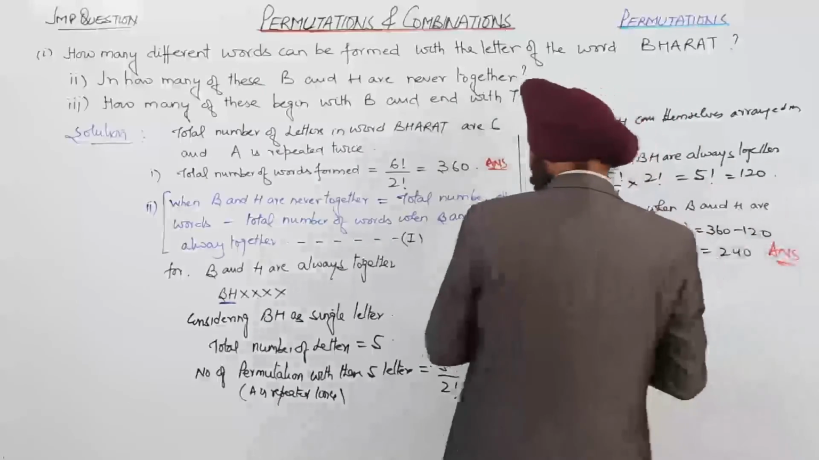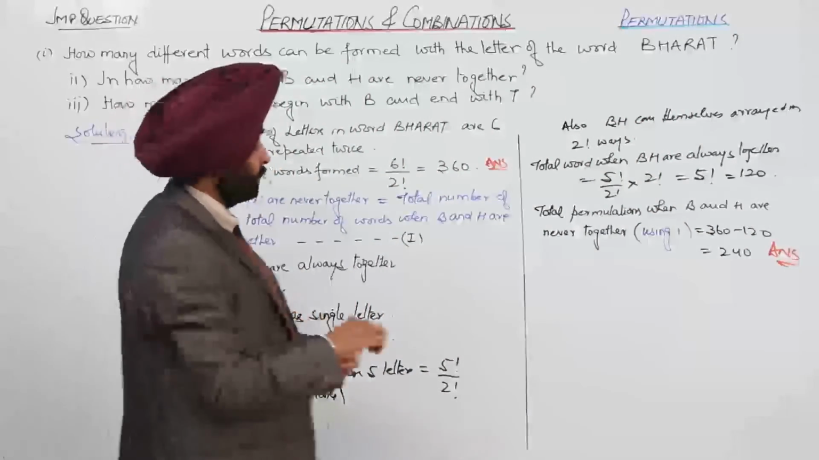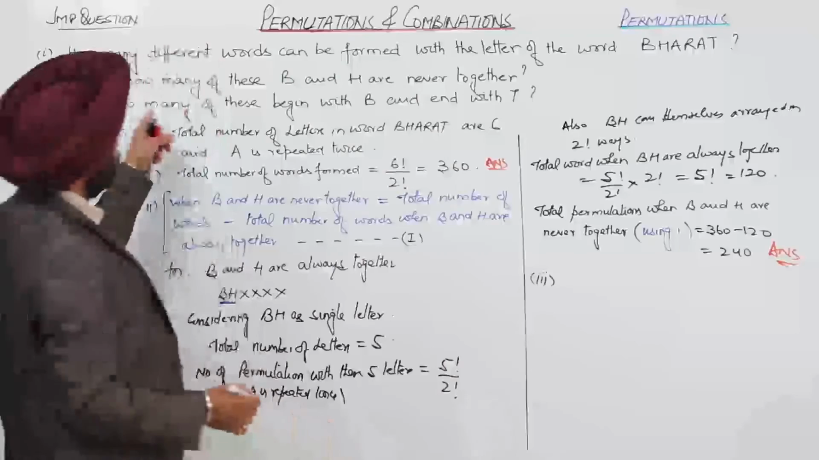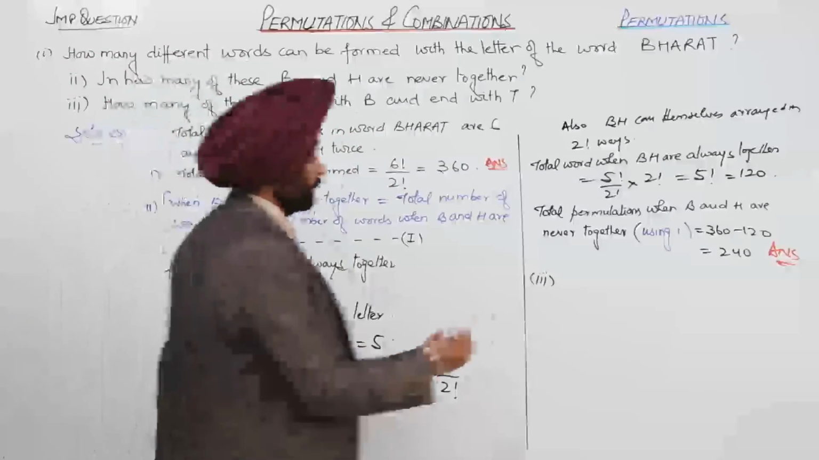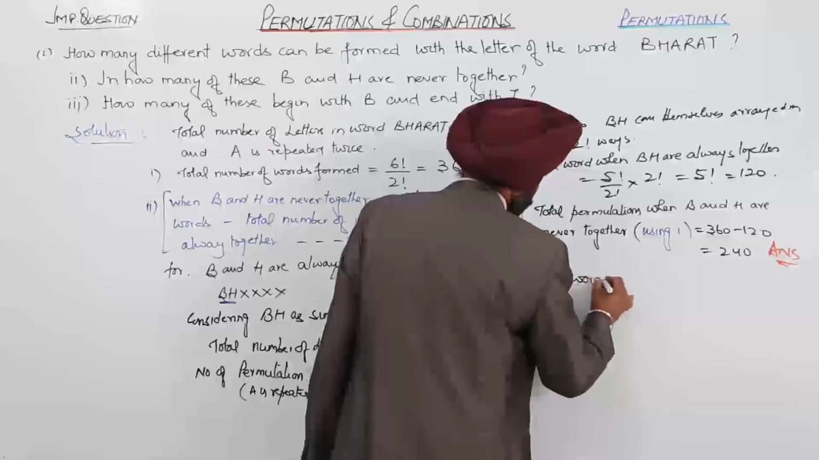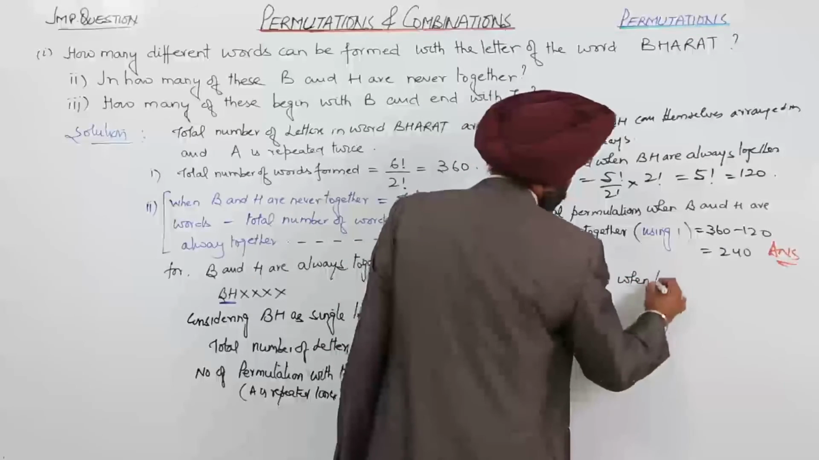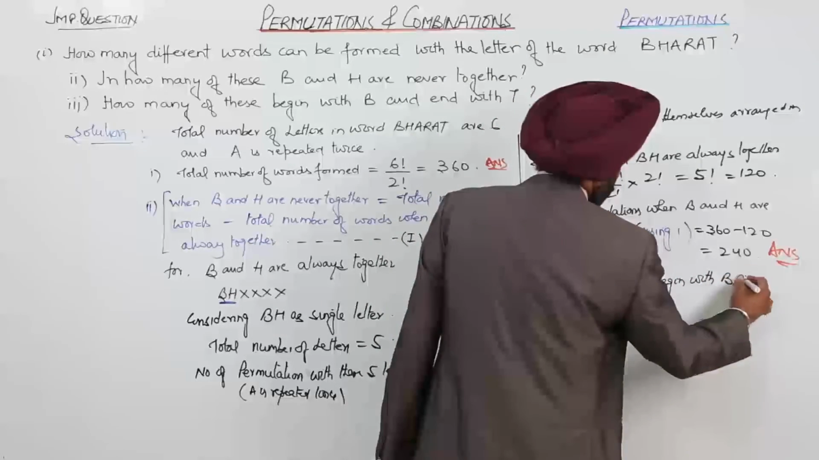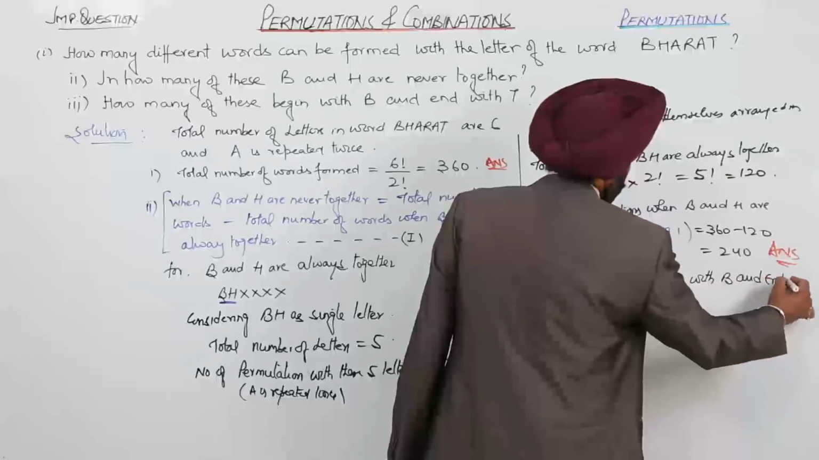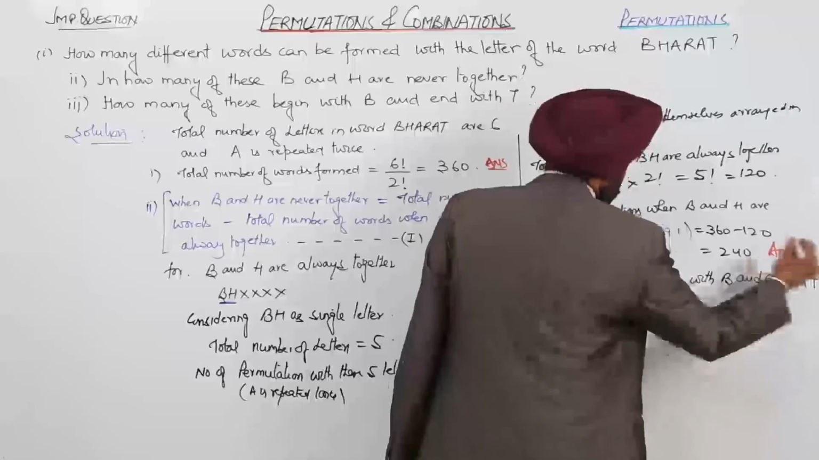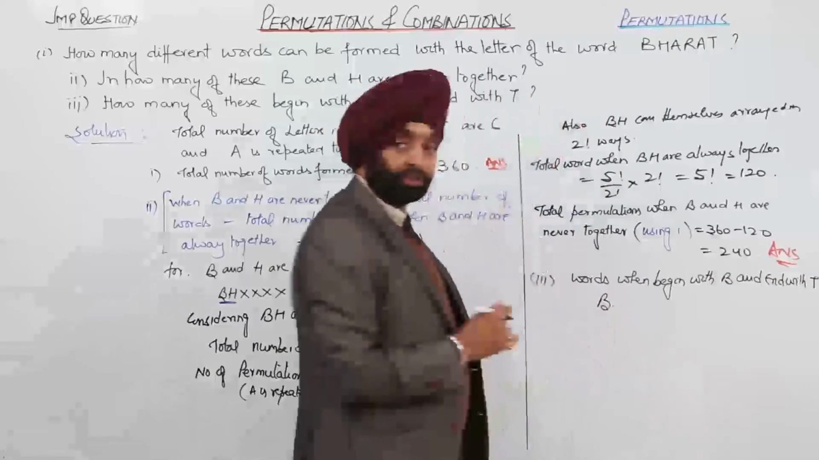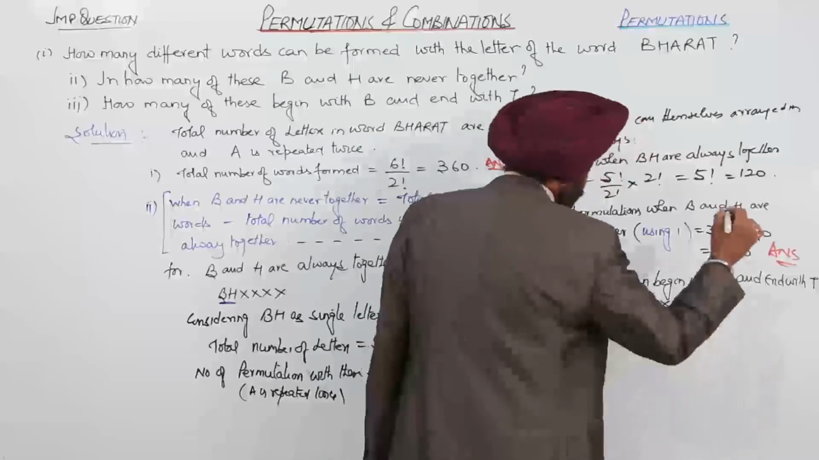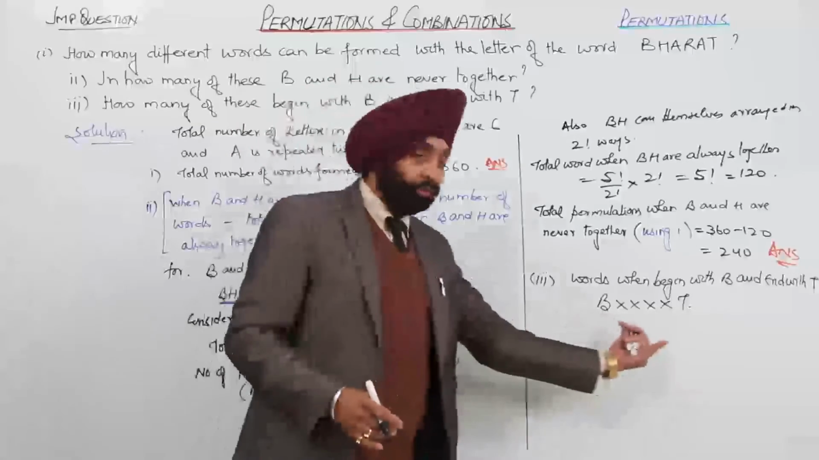Now we have the third part. The third part is how many of these begin with B and end with T. Now, words that begin with B and end with T: B is fixed at the start, then 1, 2, 3, 4 in between, and it ends with T. So we have only 4 places in between.